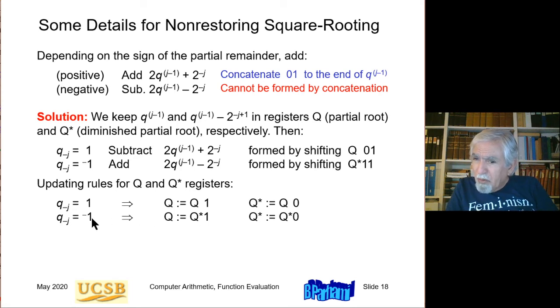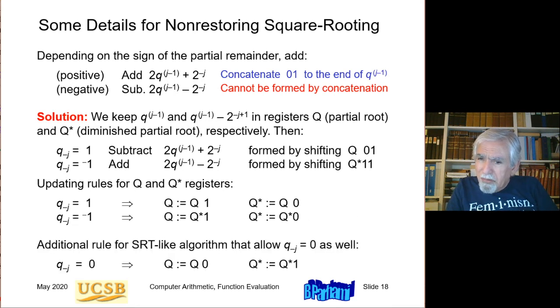So instead of subtracting 1 from Q, I add 1 to Q star, okay? And the new Q star will be Q star 0, 1 unit, 1 ULP less than this. And now if I decide to use 0 as also a valid quotient digit, as we did in SRT division, then I can extend these rules. If I decide the quotient digit should be 0, the partial root is updated by appending it with 0, and the diminished root is updated by appending it with 1.